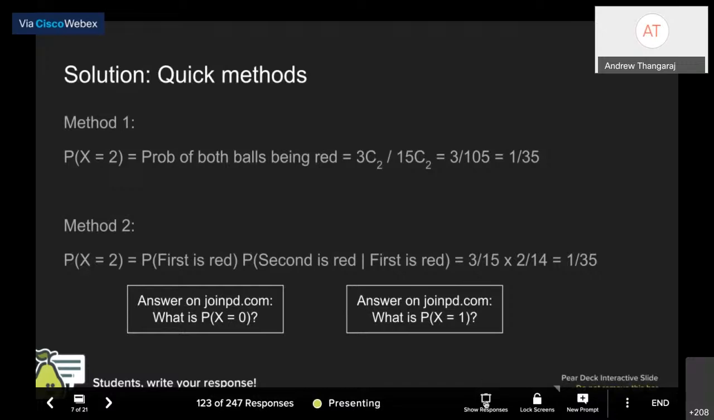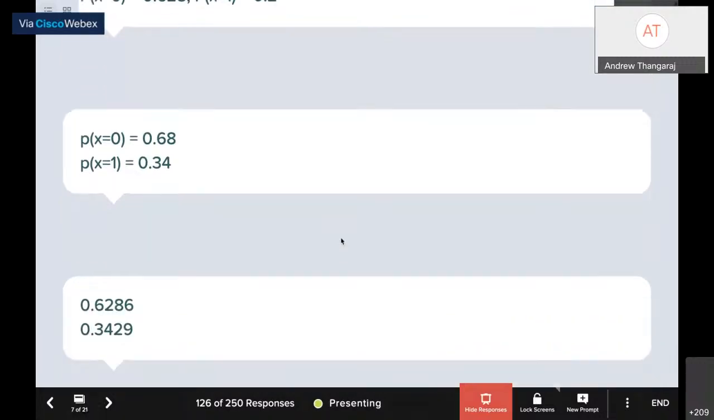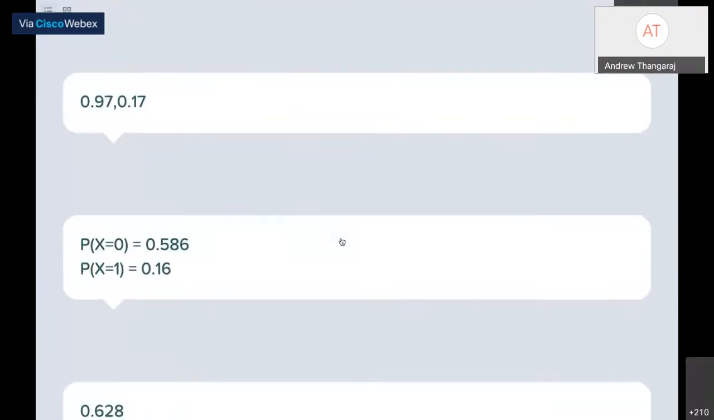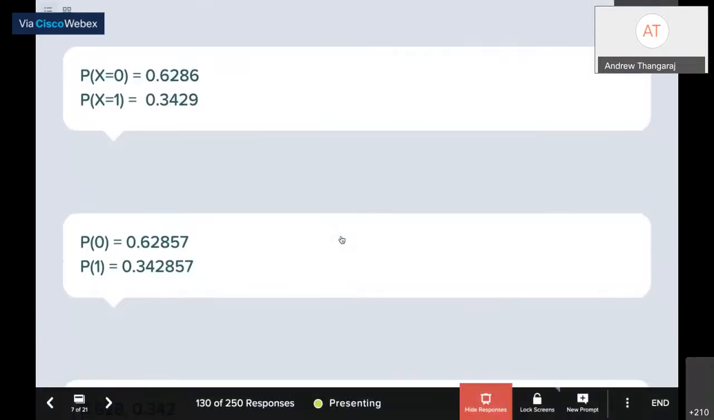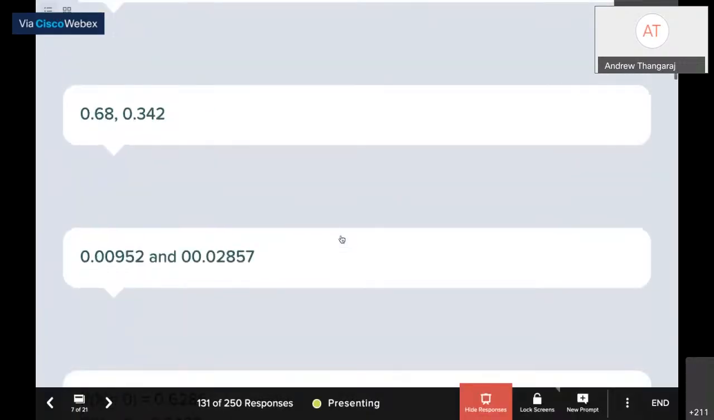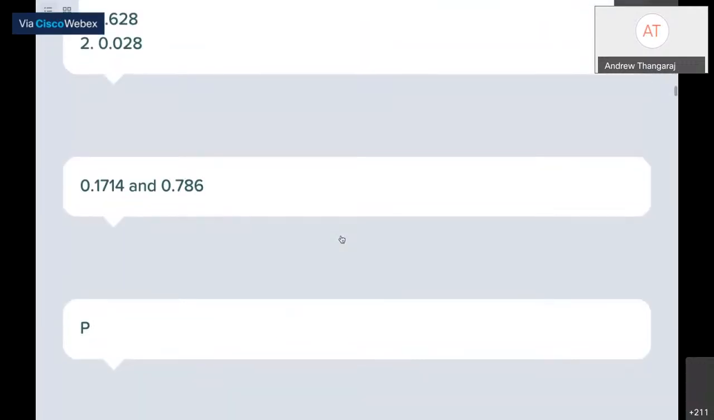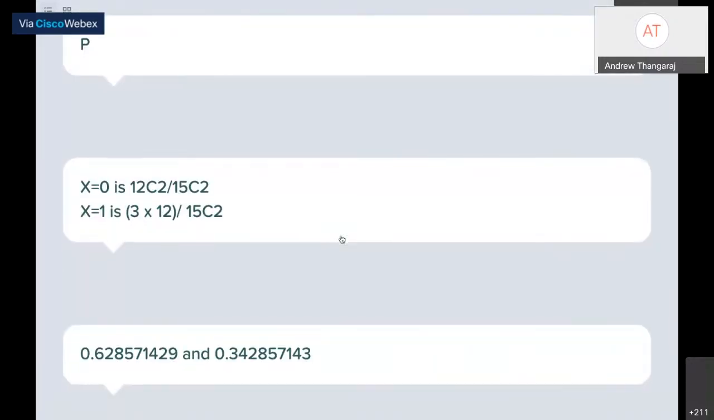Okay, so let me show the responses. You could have written it as fractions. I hope people have written this. No, people have not written it as fractions. Okay, 0.68, 0.34 seems to be a very popular answer. So no one has written it as a fraction, I guess. These are just text. So there's a 6 by 35 that I'm seeing.